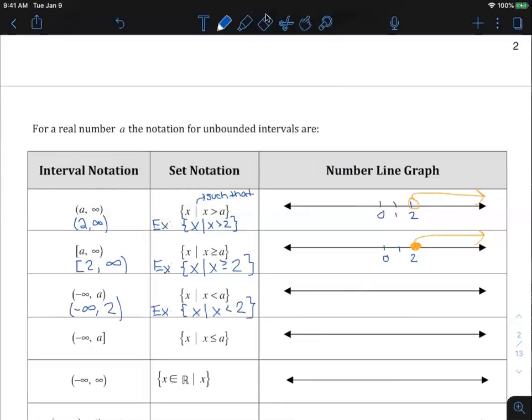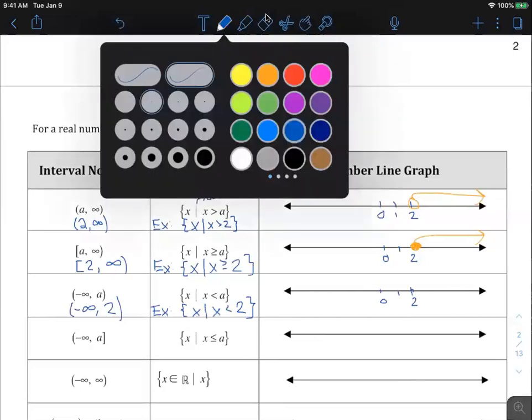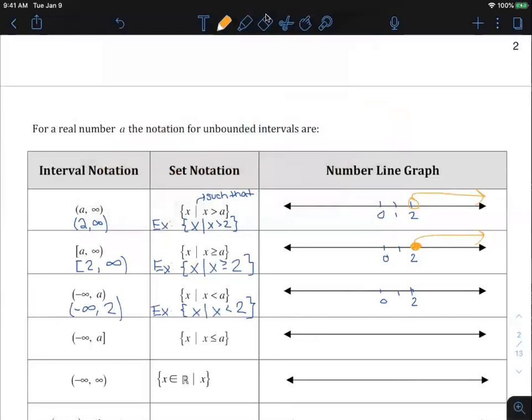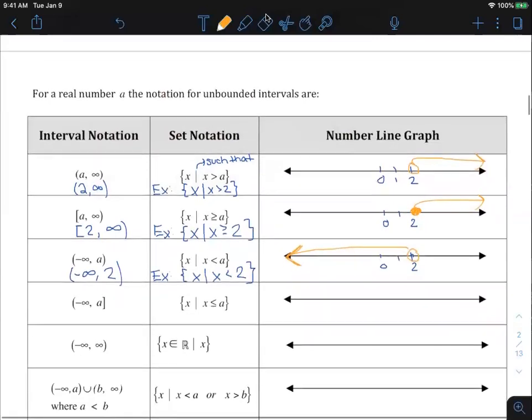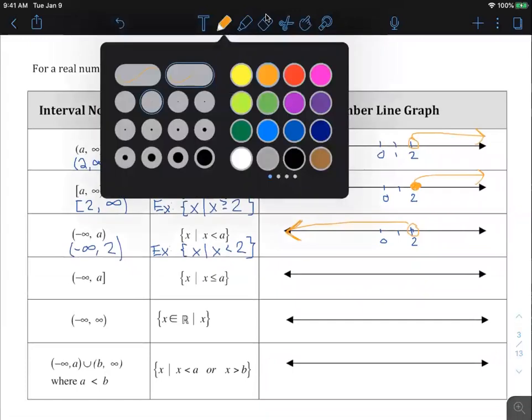So this time we're doing the less than sign. So since it's less than, we want the smaller number. So once again, we've got 0, 1, and 2, but now we're shading to the left. It is a parenthesis at the 2, so it's an open circle to the left. Looks like that. All right, let's take a look at the next case.